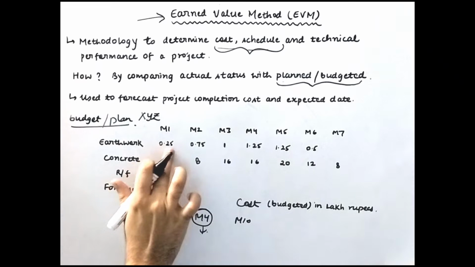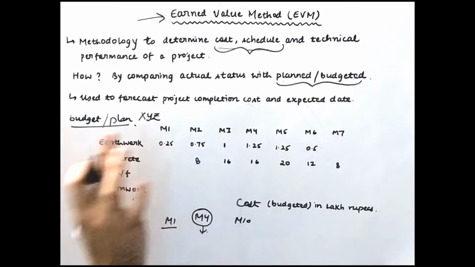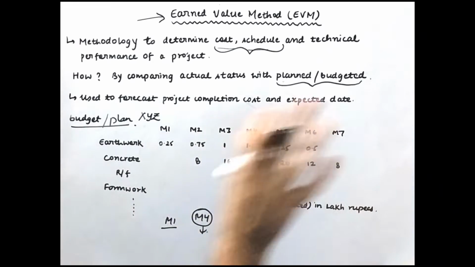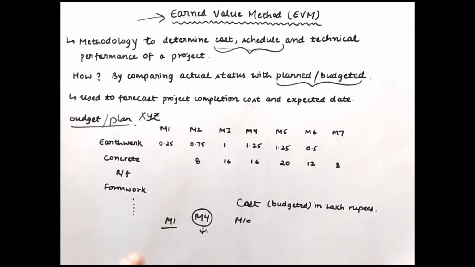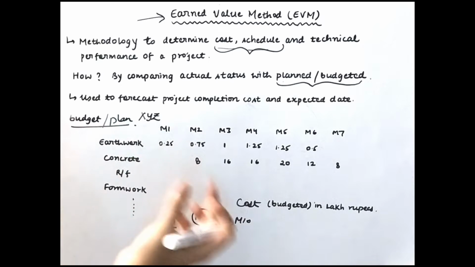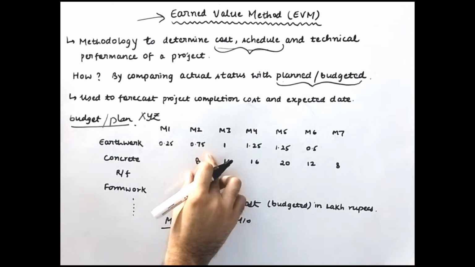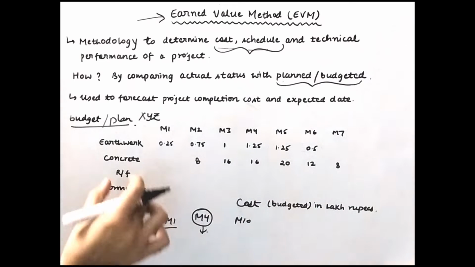So for earthwork, in the first month you budgeted that we'll be spending 0.25 lakhs for the earthwork activity, 0.75 lakh in the second month, and so on with some figures, till the 6th month when your earthwork will get completed. This you have planned based on the schedule that you have prepared. Similarly for concrete, you planned that from month 2 onwards you will start the concreting activity, and by month 7 the activity will get completed, and so on.